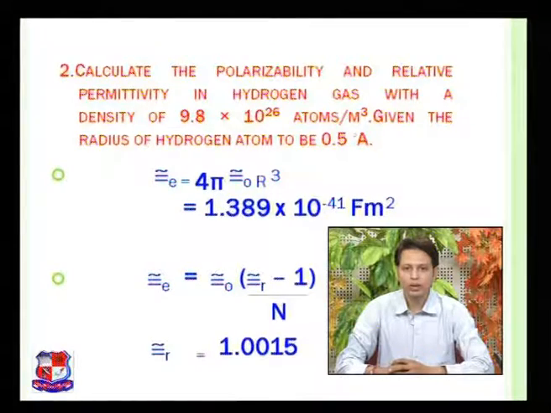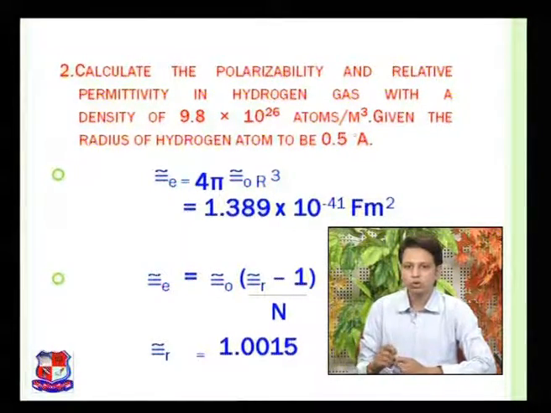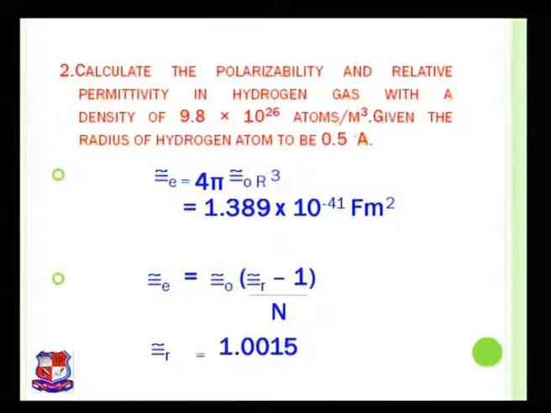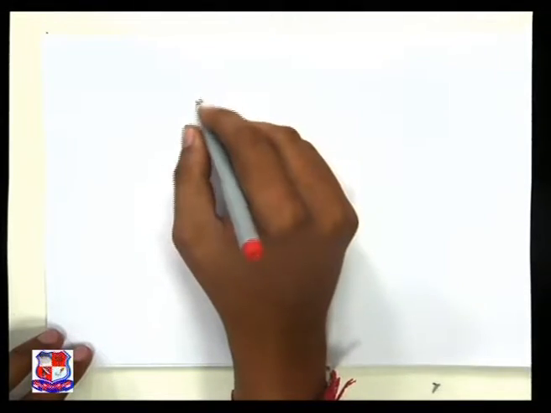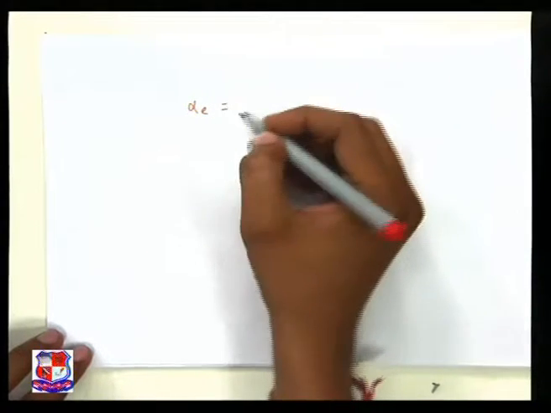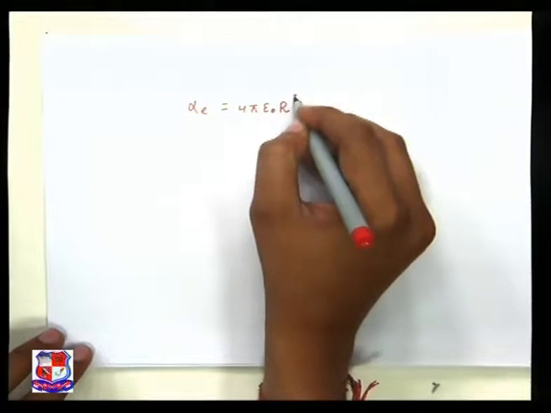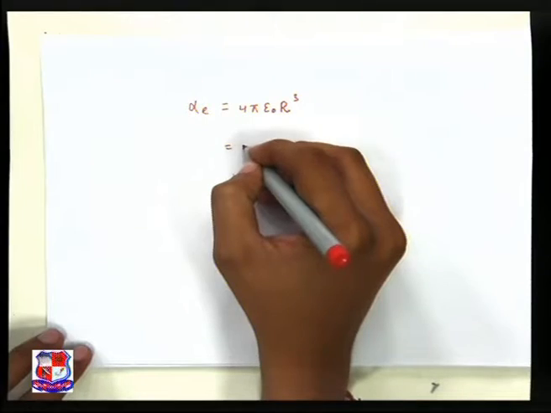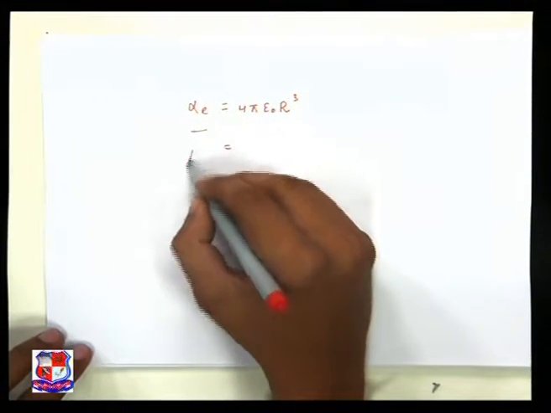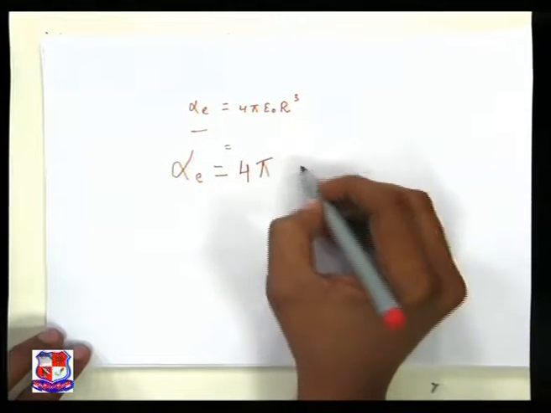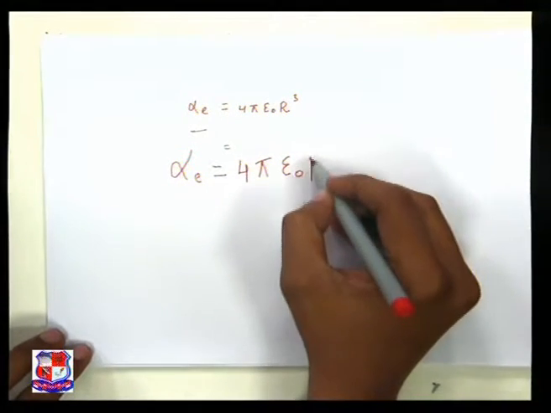So, to calculate this, we have to calculate polarizability and relative permittivity. Here, I will show you the equation on the writing board. Let us represent alpha E is equal to 4 pi epsilon 0 r cube. Let me write it one more time. Alpha E is equal to 4 pi epsilon 0 r cube.